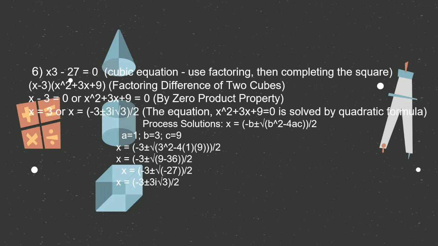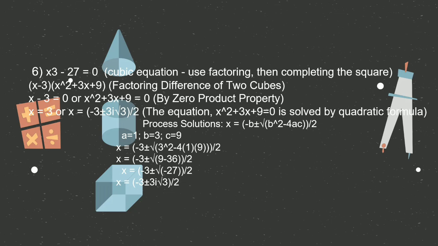Example number 6. x cubed minus 27 equals 0. This is a cubic equation because the highest exponent of the equation is 3 and can be cubed. We'll use factoring, then completing the square. We'll use factoring difference of two cubes. We will first focus on how to get x minus 3.